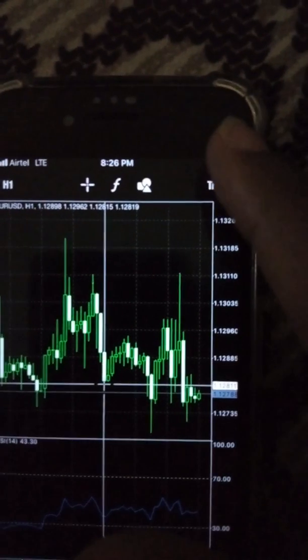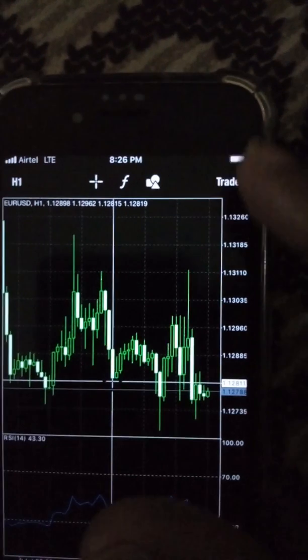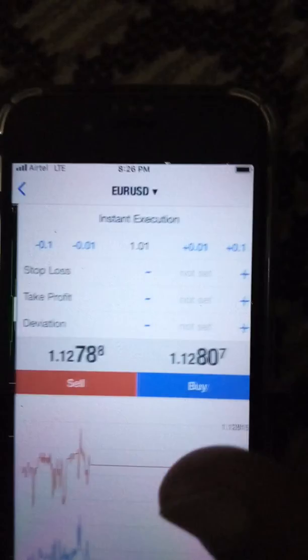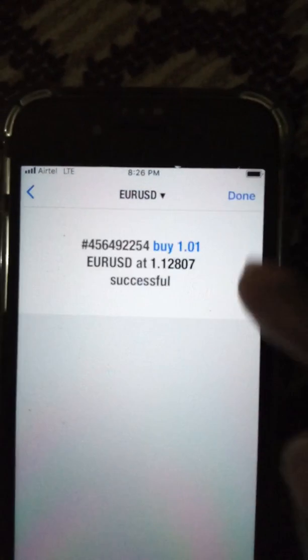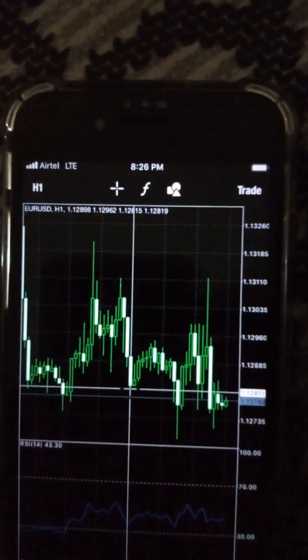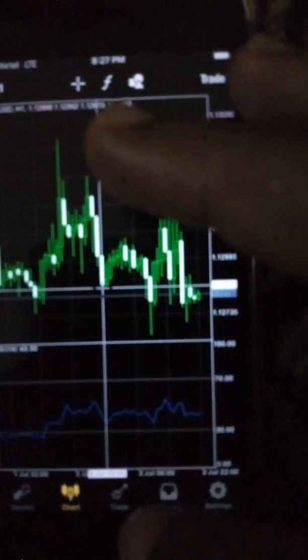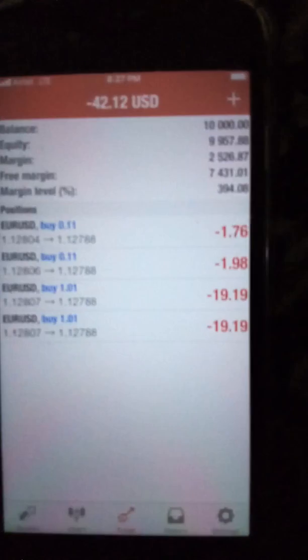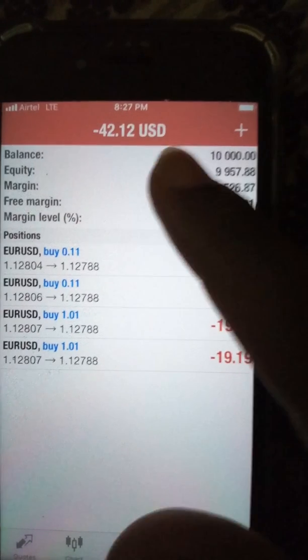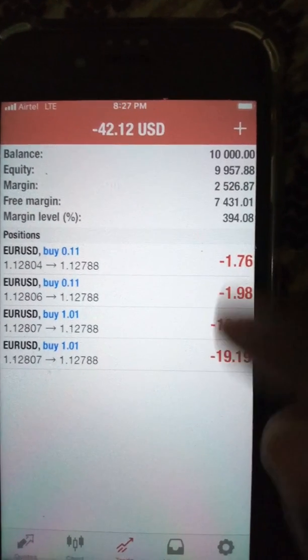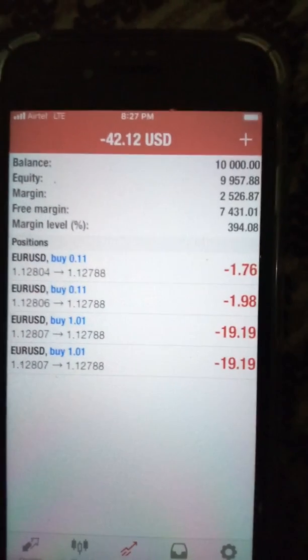And I want to buy again because I still feel this currency is going to move overnight. I click buy again. I'm going to leave it open till tomorrow. So I'm done with Euro USD. I want to see this order that I've placed. I come down here to where I see trades. I click trade. Trade brings up all my trades. Currently, I'm losing minus $42, meaning that the trade is floating. This is what it means, trade floating.